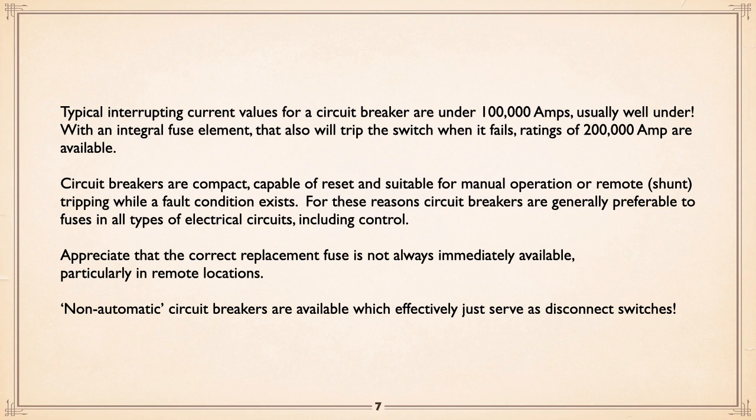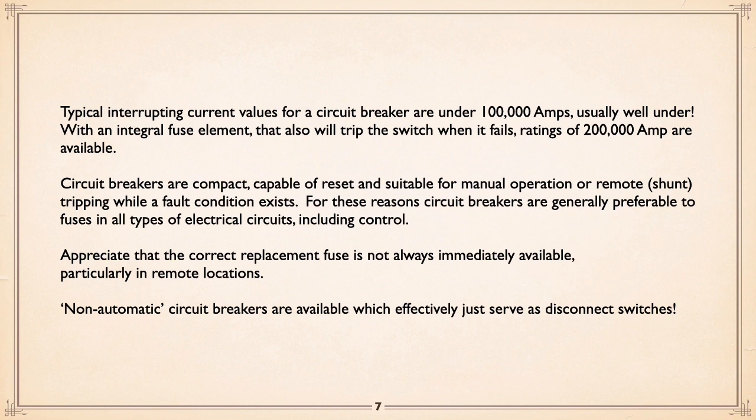But breakers are relatively more in the 40,000 amp range, which, as I say, is adequate for a lot of applications. They're compact, capable of reset, and suitable for manual operation. In other words, if it's a 40,000 amp rating, it doesn't care if it's tripped by either thermal, magnetic, or manual, going over and flipping it, it can handle it. Which makes them good for remote shunt tripping, which is used for things like ground fault, a whole other field.